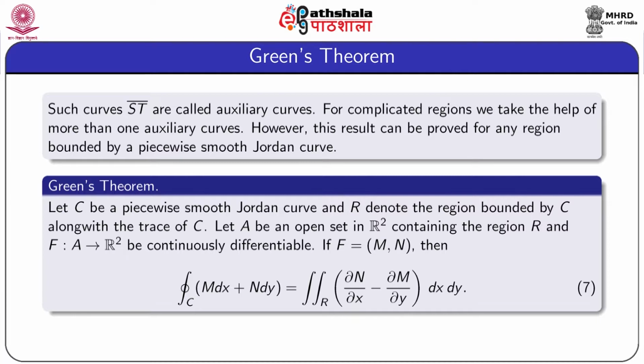So, now we are in a position to state Green's theorem, which reads as follows. Let C be a piecewise smooth Jordan curve and R denote the region bounded by C along with the trace of C. Let capital A be an open set in R2 containing the region R and capital F from A to R2 be continuously differentiable. If M and N are the components of F, then integral over C M dx plus N dy equals double integral over R of del N del x minus del M del y dx dy.